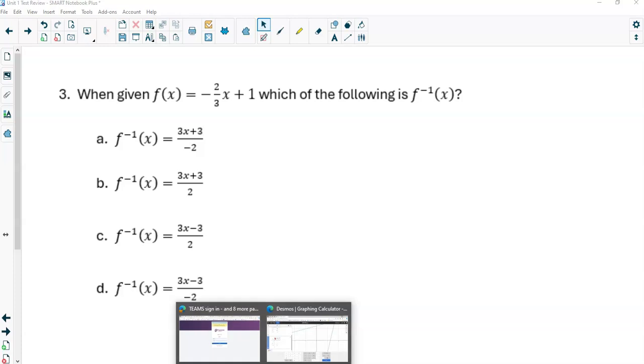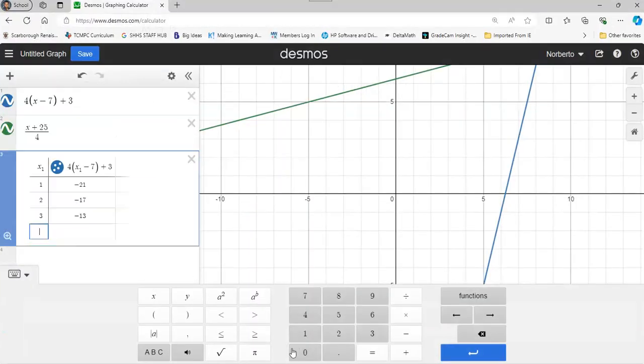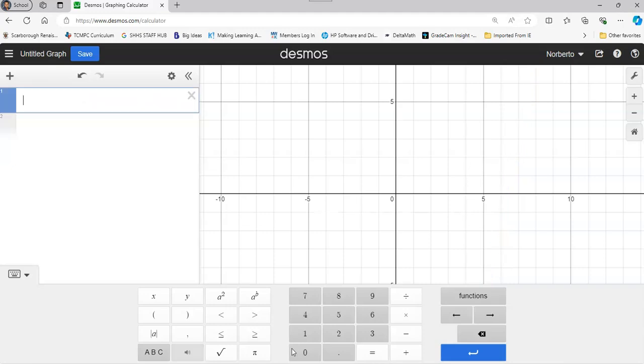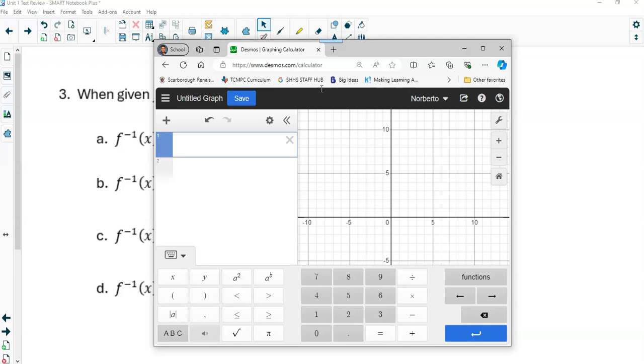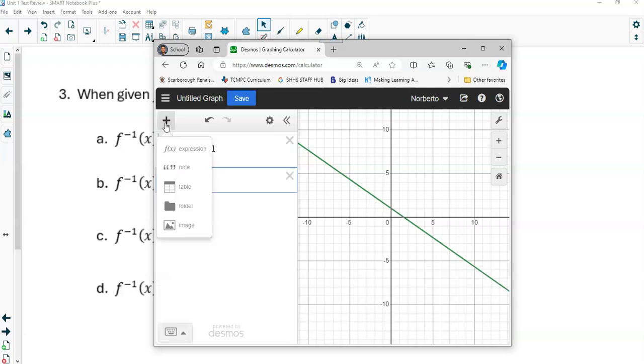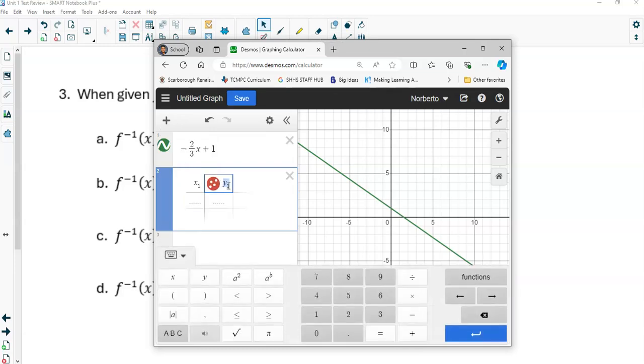Let me go to the calculator. Let's erase the ones we had before. And let's look. It's negative 2/3 x plus 1. Okay, so there it is. I want to do the table for that. So I add a table. I'm going to take this function. I'm going to copy, Control C. I'm going to go here, erase that y sub 1, and press Control V.